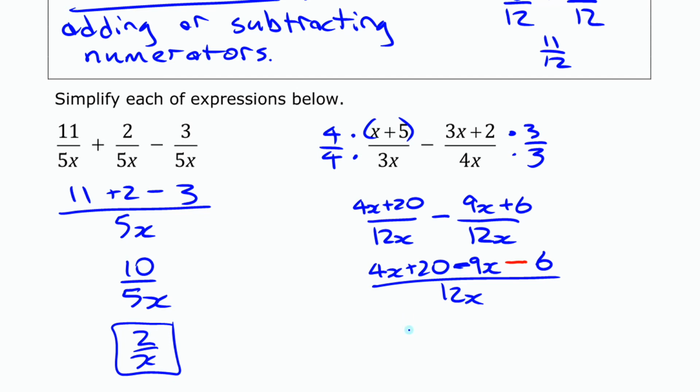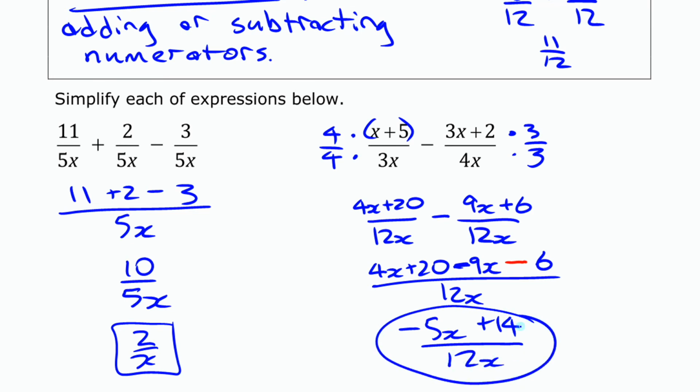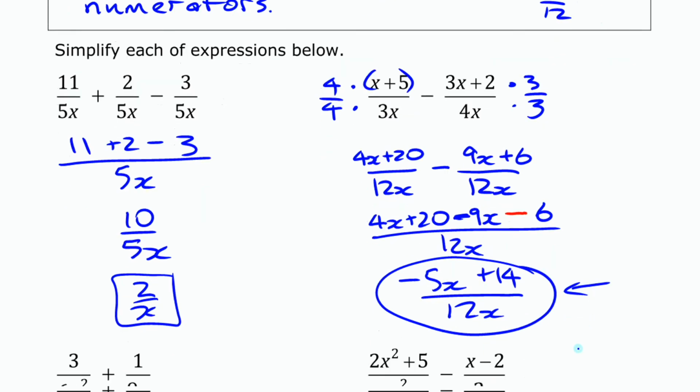So what we have is minus 5x when we combine this and this, and we have plus 20 minus 6, so we actually have plus 14 over 12x. Looking at this, there's no way to simplify that anymore. There's no common factor on the top and the bottom, so that's our final answer. Let's look at two more.